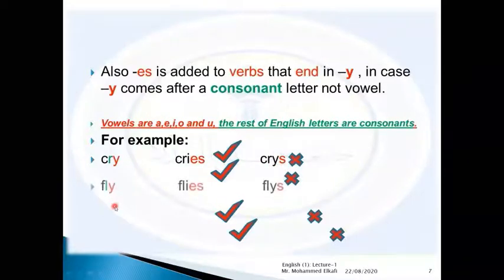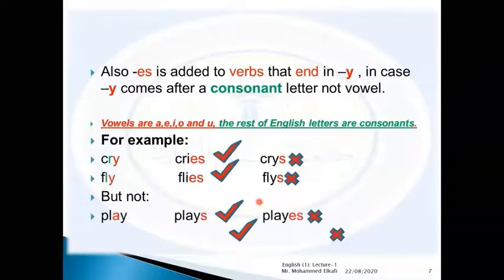Okay, the second example, fly. Before y we have the letter L. So the form with he, she, or it will be flies. So the letter y became i, and then we add es. Okay, and adding only s is wrong, it's an incorrect form.